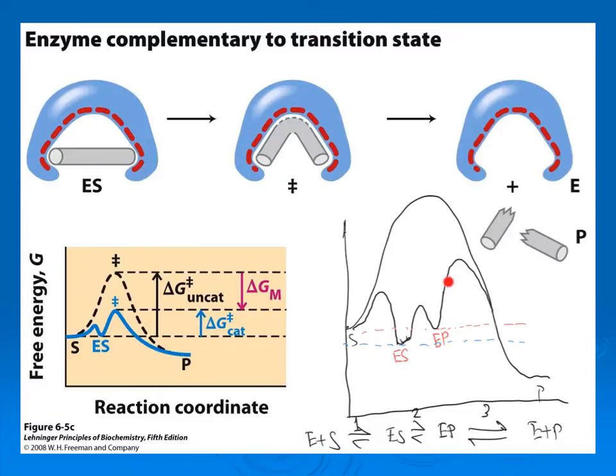So that's the same thing here. It's the same principle: you're going to lower the overall barrier by the same amount, by the same magnitude, both forward and backwards.